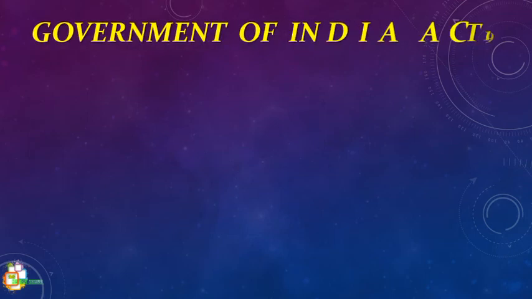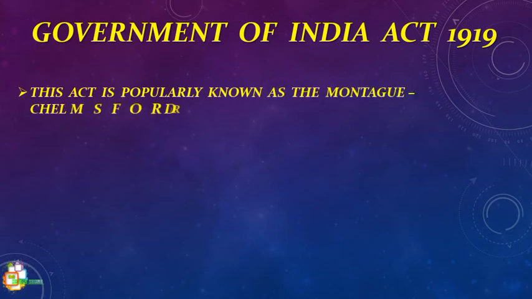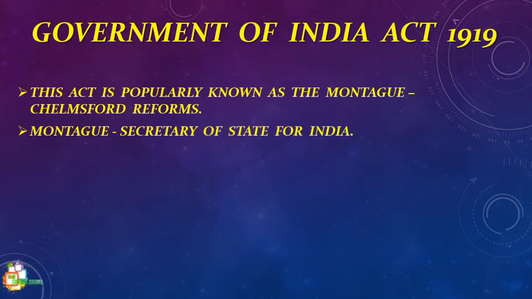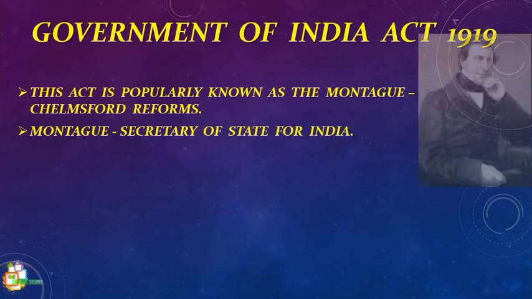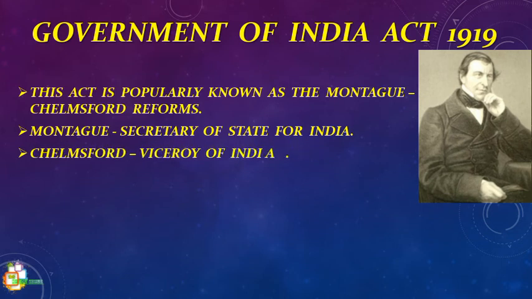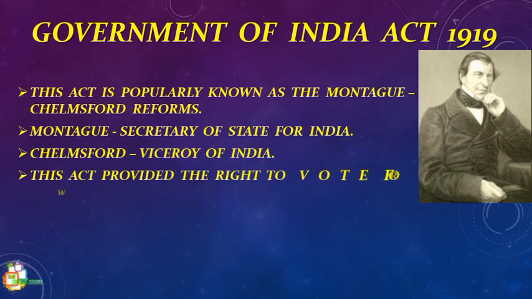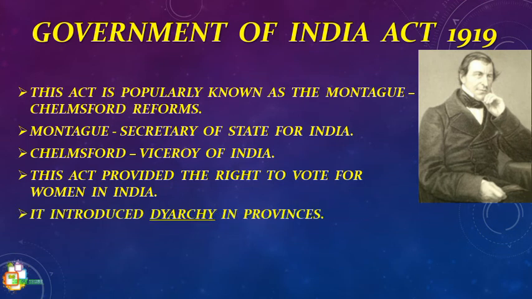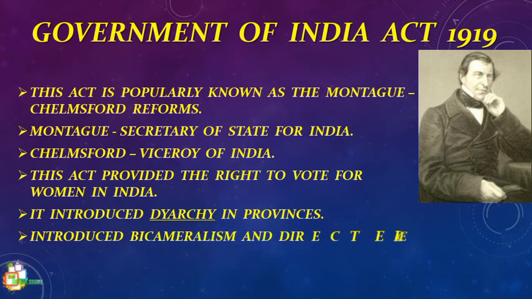So now let us see the Government of India Act 1919. This act is popularly known as the Montagu-Chelmsford Reform. Montagu was the Secretary of State for India and Chelmsford was the Viceroy of India. This act provided the right to vote for women in India. It introduced diarchy in provinces. Diarchy in provinces was introduced by dividing the provincial subjects into two parts, transferred and reserved.